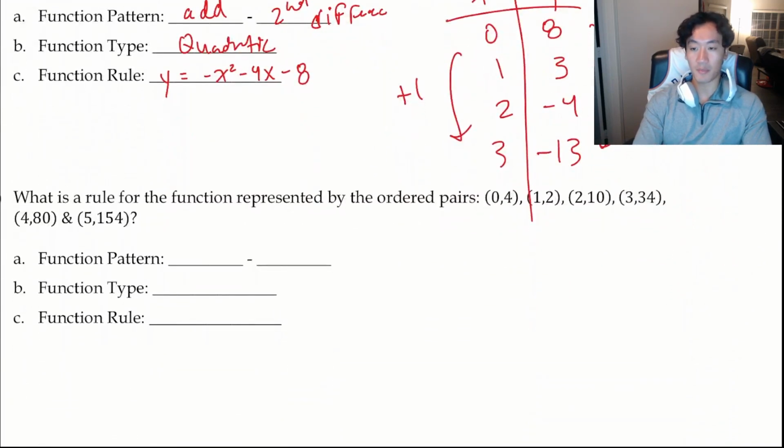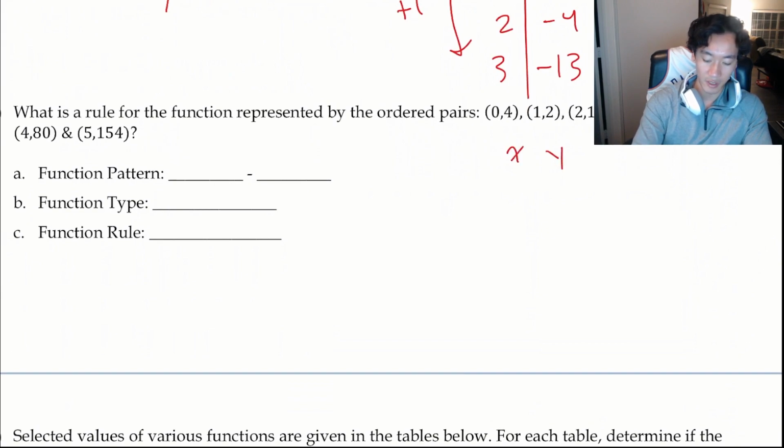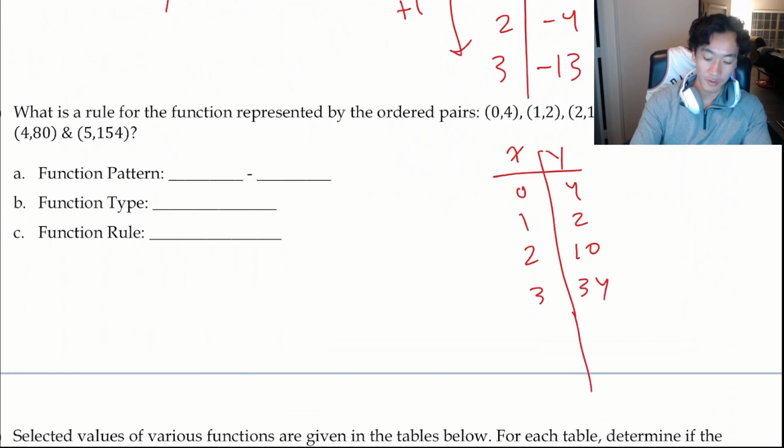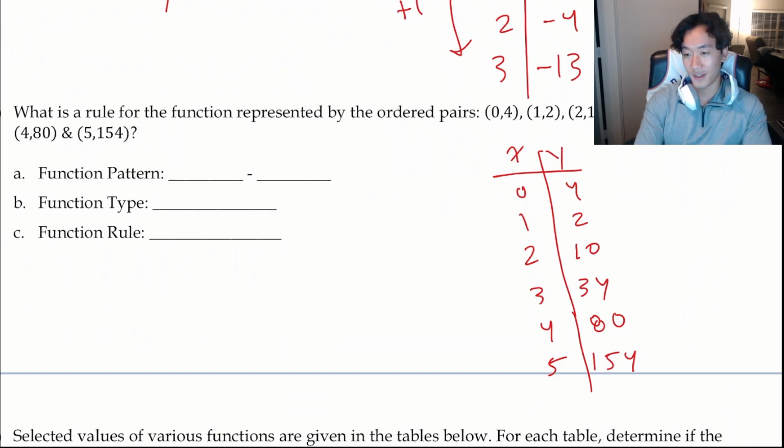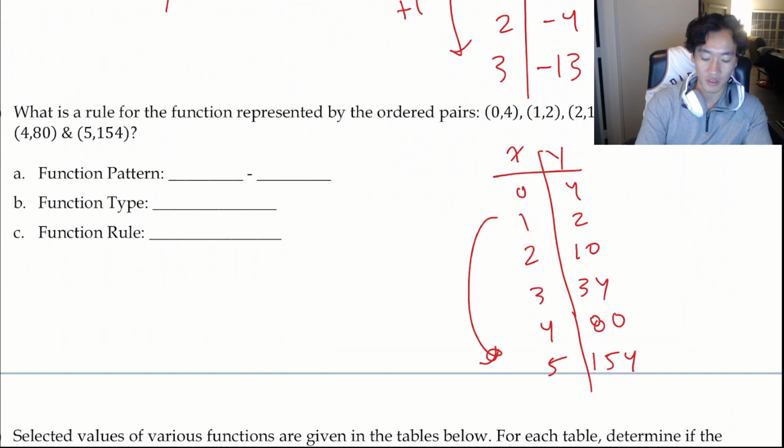And it seems like we're repeating the same process one more time, with a new set of ordered pairs. So again, I'll make another table: 0, 4, 1, 2, 2, 10, 3, 34. Oh Lord, there's a lot. 4, 80, and then 5, 154. I can already tell that this is definitely not going to be linear, and more than likely it's probably not going to be quadratic. But again, we should always double check. Let's just see if my assumption is true.